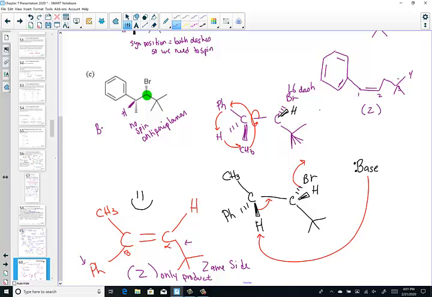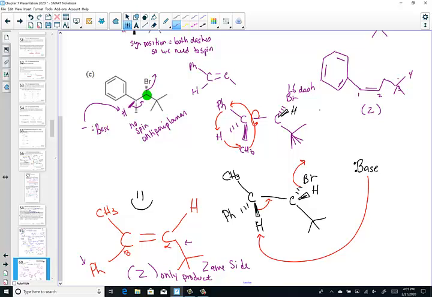Here is the beta carbon. Pointing down will be the hydrogen, leading to a double bond. And then pointing down here would be the butoxide group. Let me draw that better. And of course, this would be a hydrogen there.